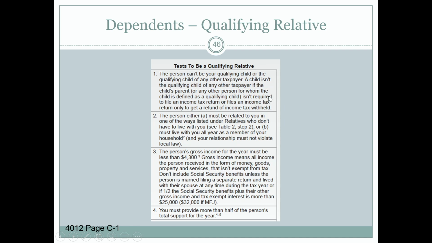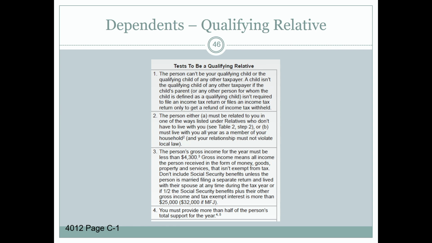Again, this goes back to your chart on page C1 of your Publication 4012. On the right-hand side of that chart is the one for qualifying relative. And again, they cannot be the qualifying child. You would have already started with the test for qualifying child to see if they qualified over there. And if they did not, that is when you would come to this side to see if they qualify.